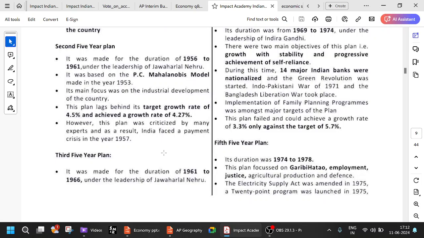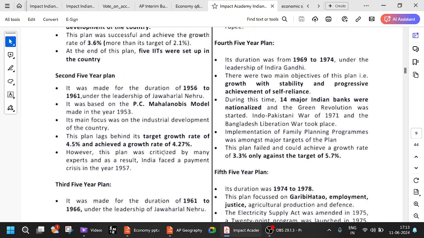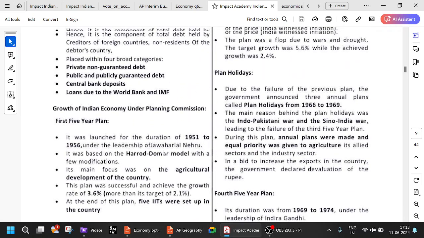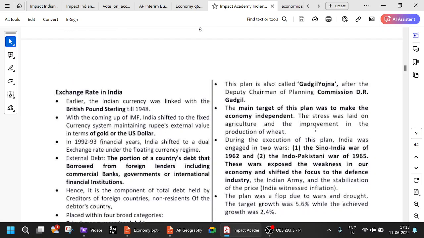Next, if you look at the third 5-year plan. It's called Gadgil Yojana after the deputy chairman of the planning commission, J.R. Gadgil. So the third one is also called Gadgil Yojana. The main target of this plan was to make the economy independent. So stress was laid on agriculture and improvement in the production of wheat.